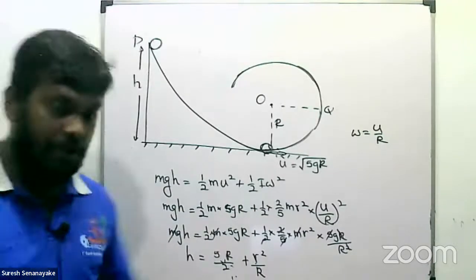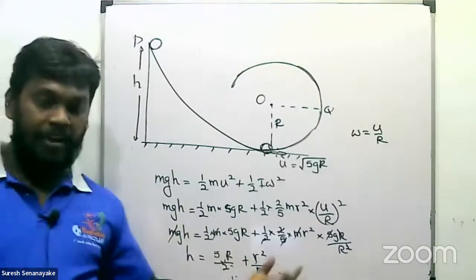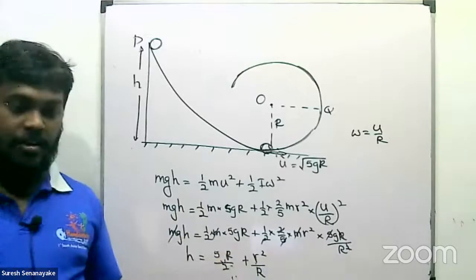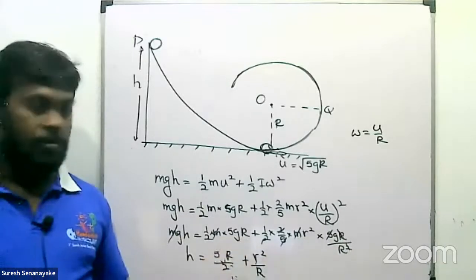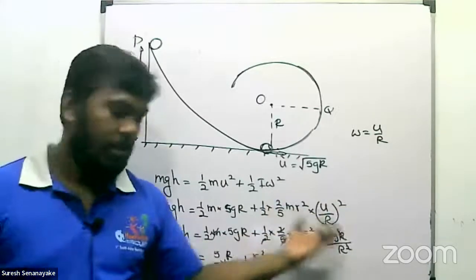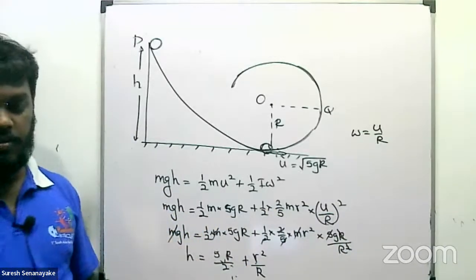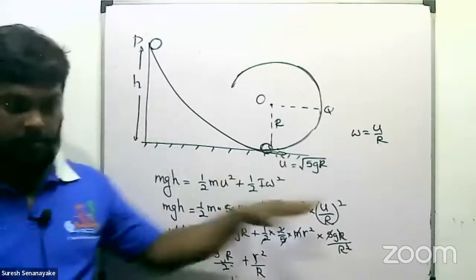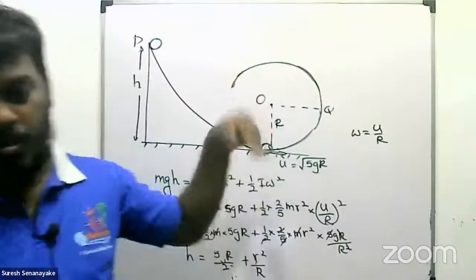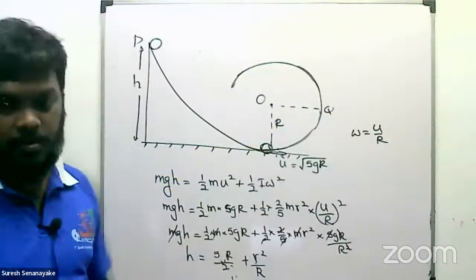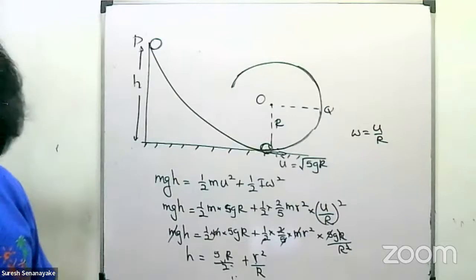If it comes down without rolling, only sliding, the small r part is 0, because there is no rotational kinetic energy, and then you can easily get it, right? If it comes with slipping only, without rolling. Clear? Or not?